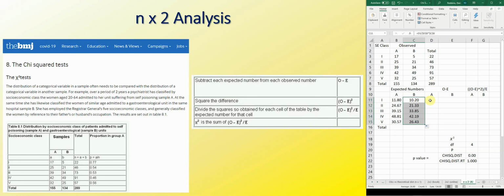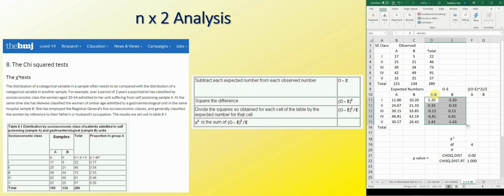So the next step is to get the difference between our observed and expected. So I have my observed values here and I subtract the expected values, and this we can drag both to the side and down. So we can make Excel do the work for us if we lay out our spreadsheet quite intelligently.